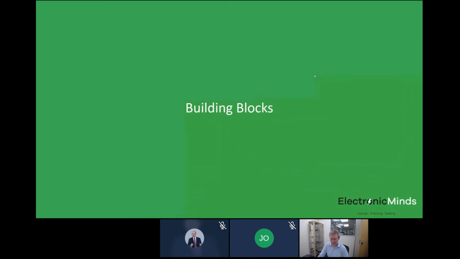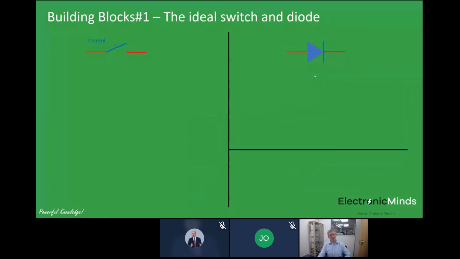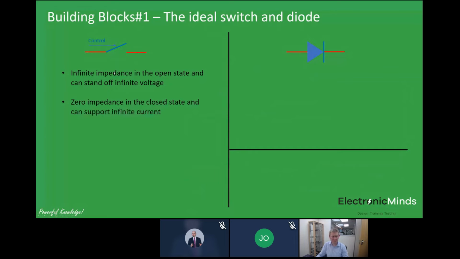In terms of the building blocks, I've mentioned in the start of this webinar the ideal components, and the building blocks here that I'm showing you are the ideal switch and diode, and I want to define what I mean by that. So on the switch side here, what I mean by ideal is this component has infinite impedance when it's opened, and it can stand off an infinite voltage. When it's closed, it must have 0 impedance, and it can support an infinite current. And that subject to the control signal, it can move infinitely quickly between those two states with 0 energy loss.